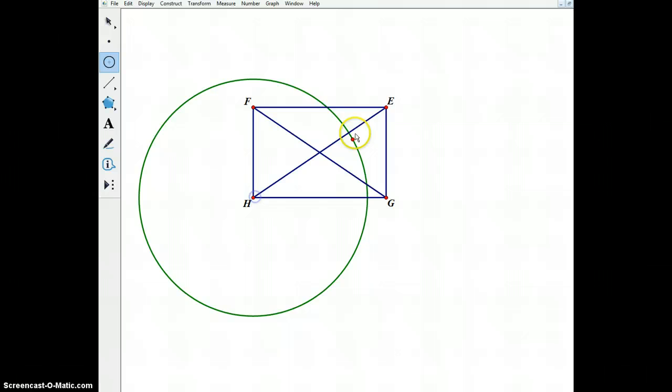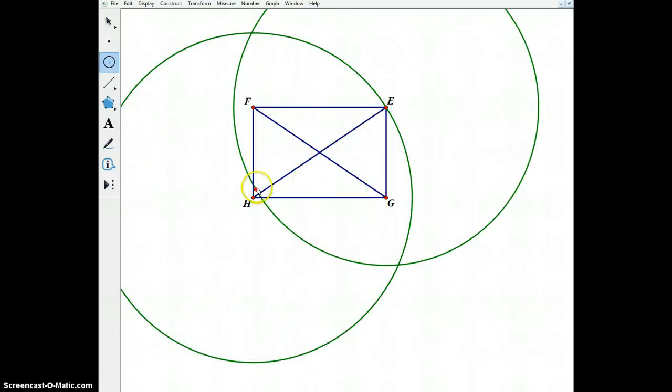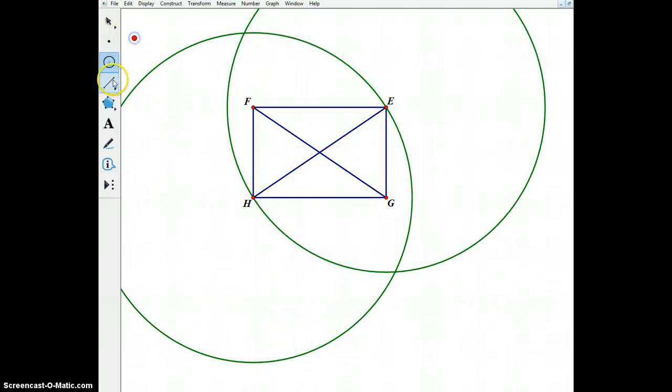Well, if we just draw our two circles again, and then we connect where the two circles meet, this line should be 90 degrees. It is 90 degrees and at the midpoint. So we notice that the point of all these three lines meet at one point.